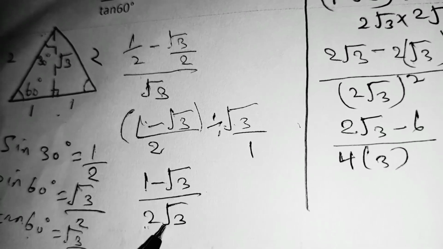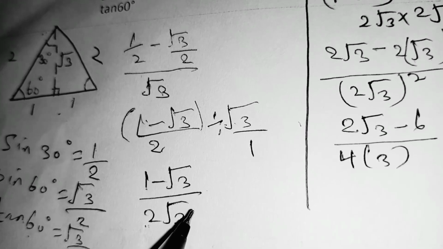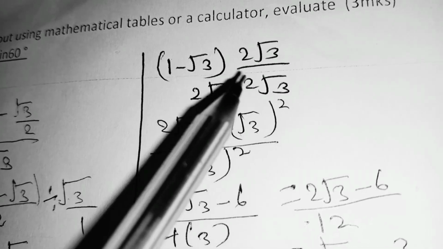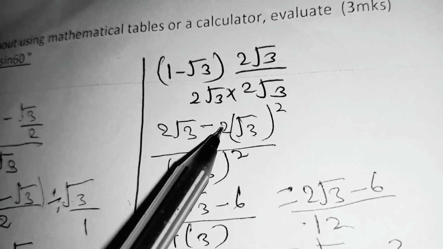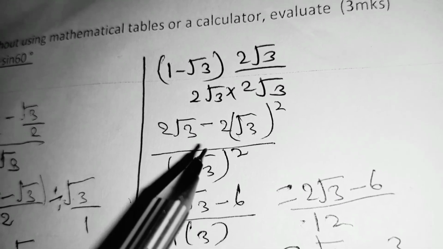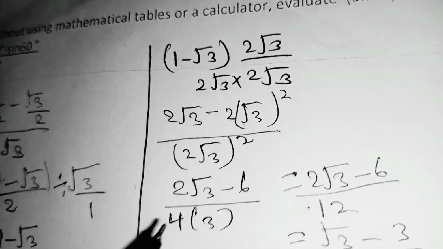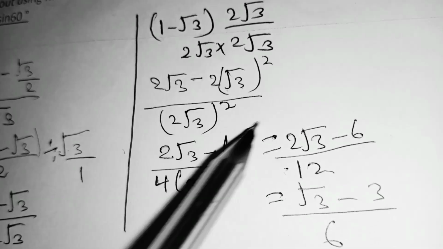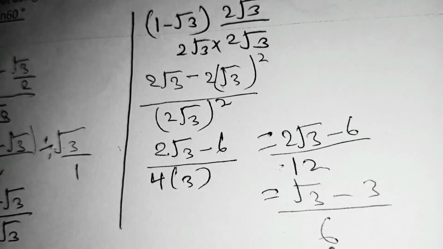Then you can multiply by 2 root 3, both the numerator and the denominator, as shown here. So that now you will have 2 root 3 minus 2 root 3 squared, which we have obtained. It is 2 times 3, which is 6. At the denominator, we have 2 times 2 is 4. Root 3 times root 3 is 3. And when you simplify, you obtain this.